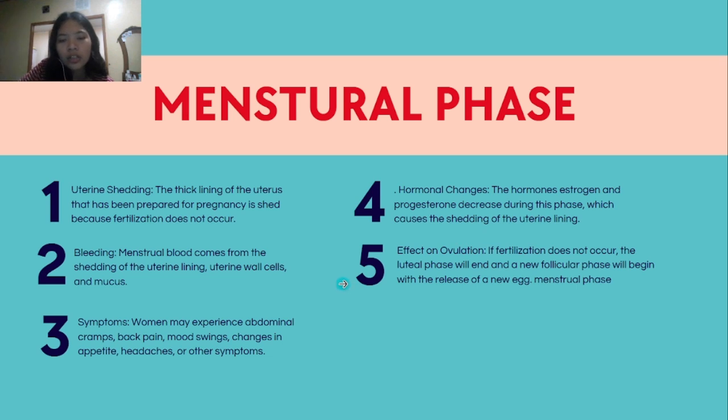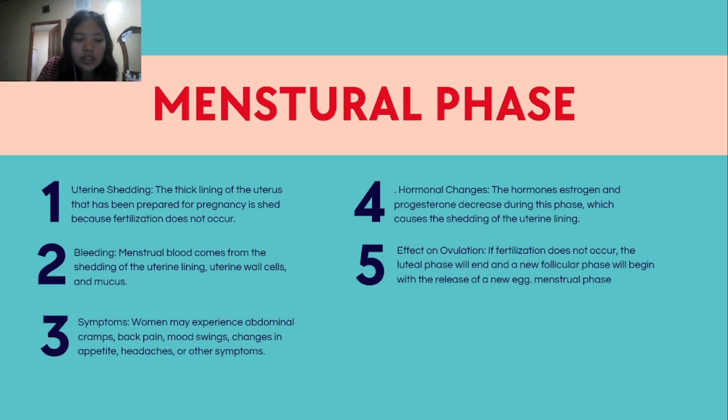We chose 5 menstrual phases. The first one, uterine shedding: the thick lining of the uterus that has been prepared for pregnancy is shed because fertilization doesn't occur. And the second one is bleeding: menstrual blood comes from the shedding of the uterine lining, uterine vessels, and mucus.